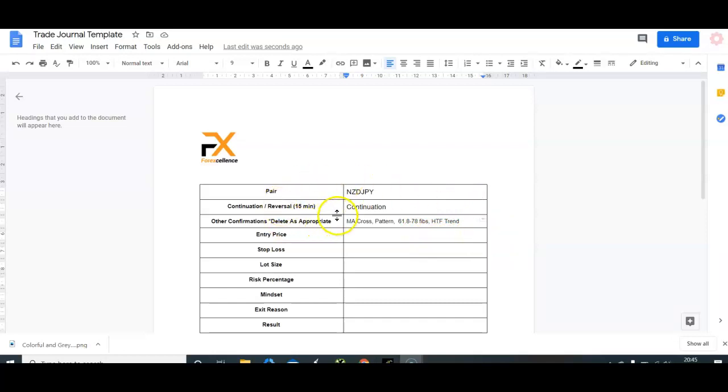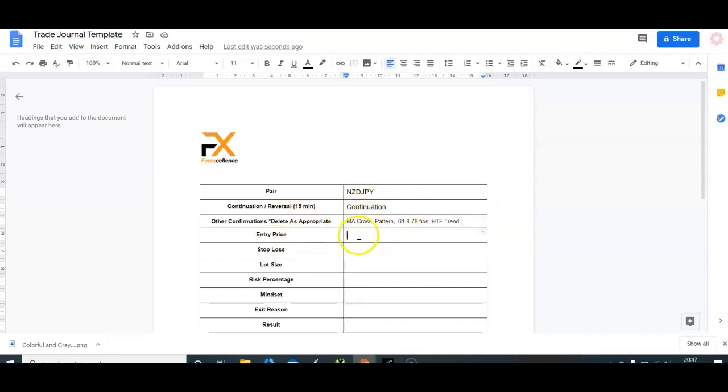So you can see I trade on the 15 minutes, but is it against or with the higher time frame trend? And I look generally on the 4-hour for that. So I would just delete these as appropriate so that I know which ones of those were included in the setup. Like I say, for your particular strategy, you may change these around.